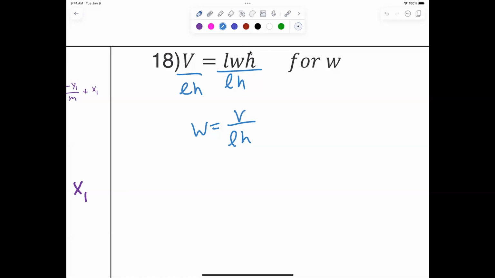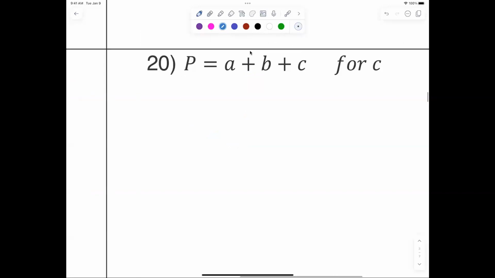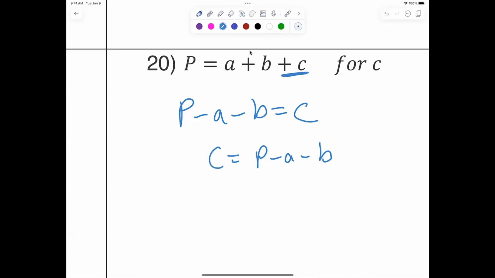All right, here we go. Let's check out 20. Finley. So solve for C. Yes, P minus A minus B equals C. And then I'd like you to rewrite it. C equals P minus A minus B. That's not hard.